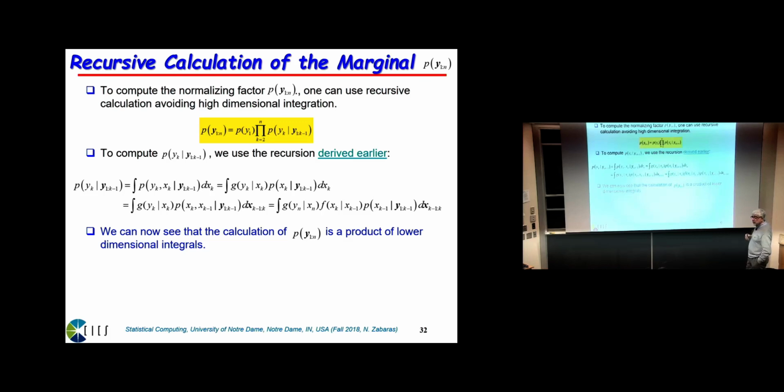Really nice. Which means, you know what? To calculate this probability at n equal to 5 or n equal to 1,000, it doesn't take more cost. It's always two-dimensional integrals. Always two-dimensional integrals.